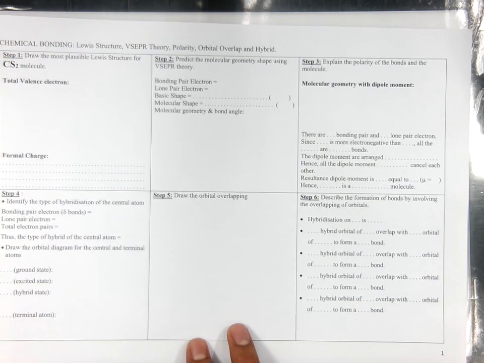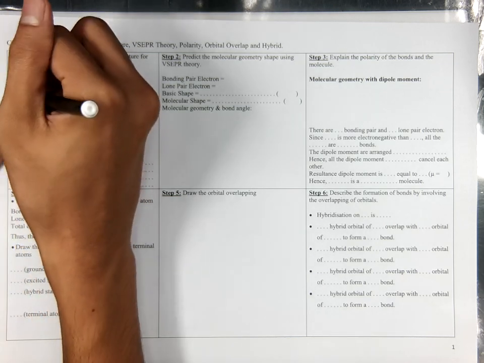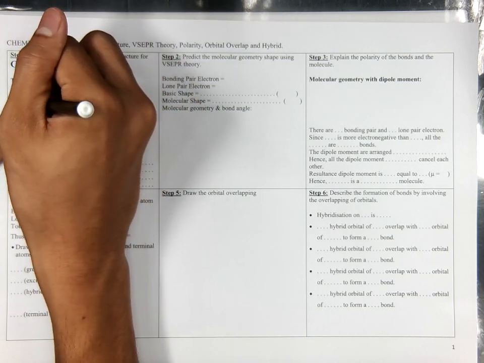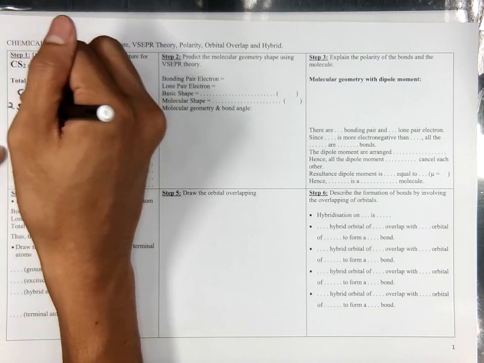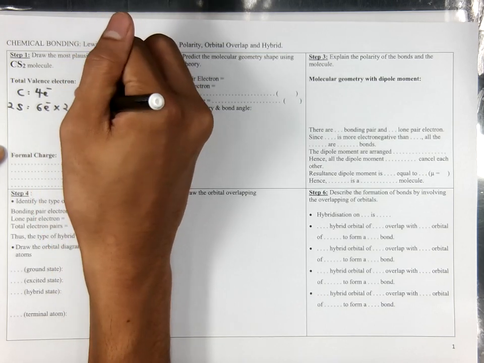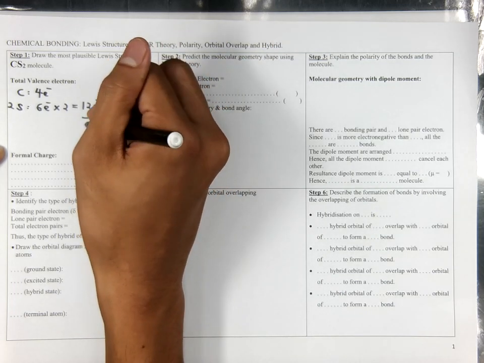So, I will do the first question here. My molecule is CS2. In the first step, I need to draw the most plausible Lewis structure for the CS2 molecule. So what I need to do is to count the total number of valence electrons. Carbon has 4 electrons. Meanwhile, I have 2 sulfur, each with 6 valence electrons, multiplied by 2, which gives 12 electrons. So the total number of electrons that I have is 16 electrons.